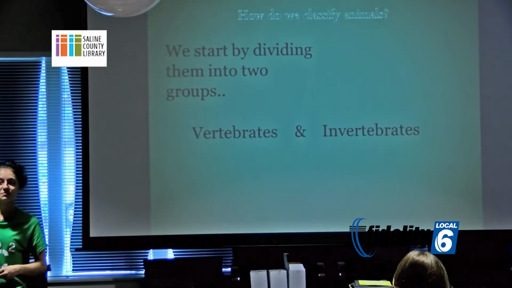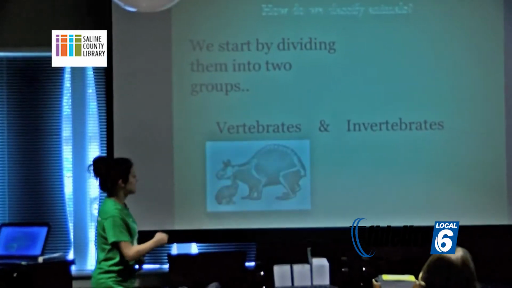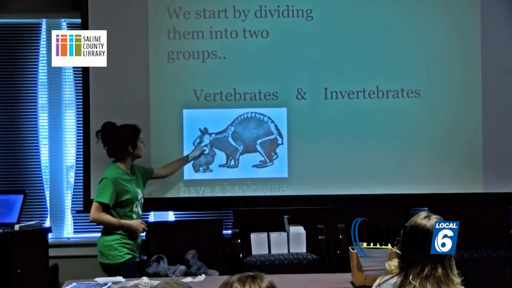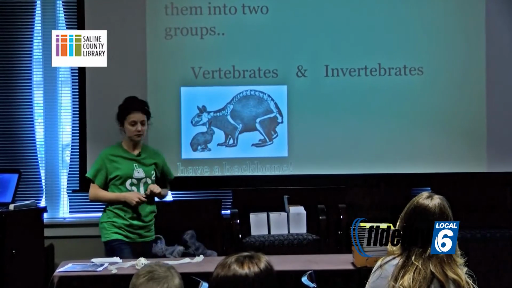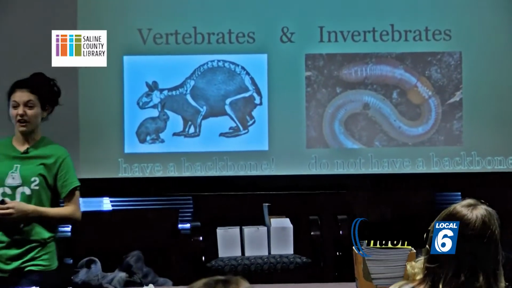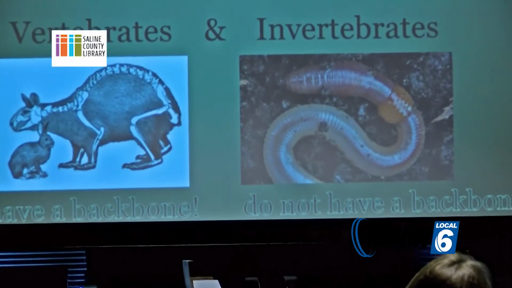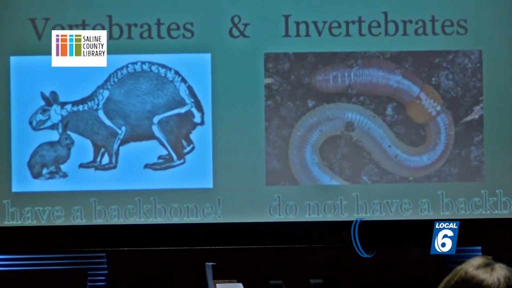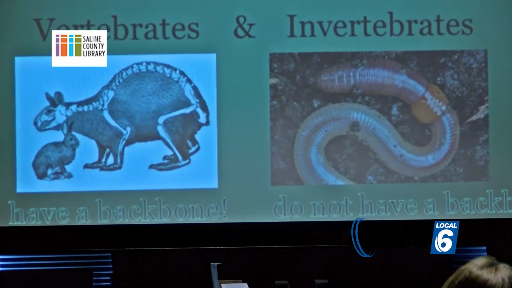One has a backbone, one doesn't. That is exactly right. Vertebrates have a backbone, like this right here, like you, and invertebrates do not have a backbone, like insects, like earthworms and stuff. So today we are going to focus on vertebrates, the animals with backbones.